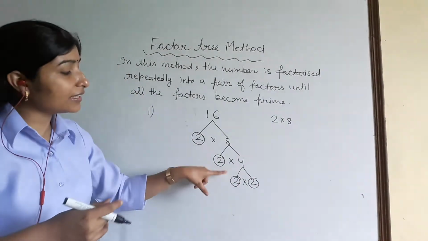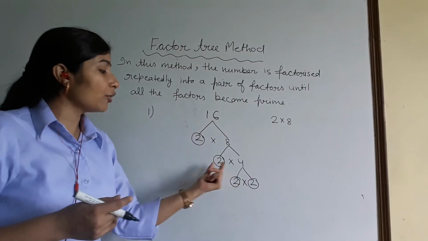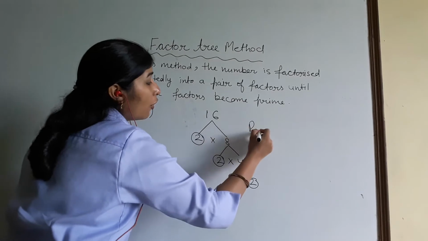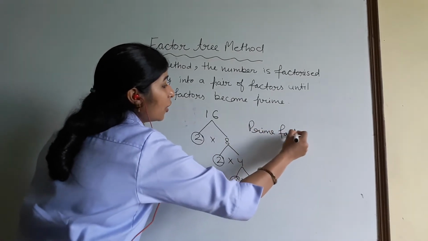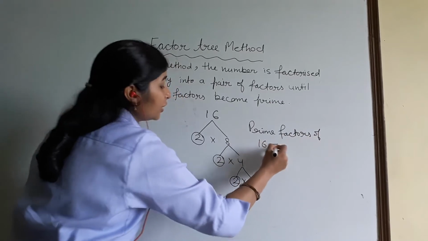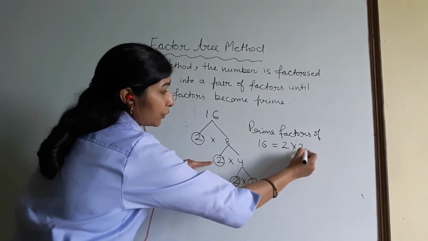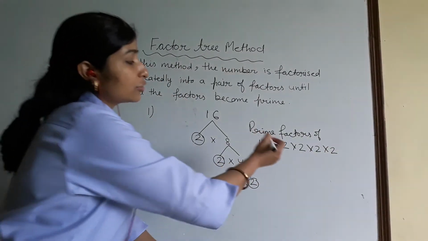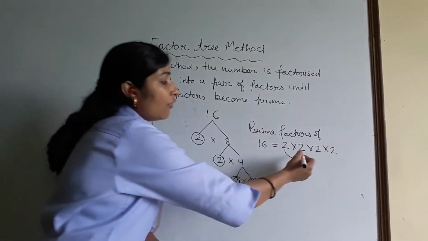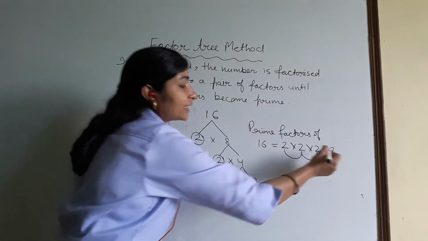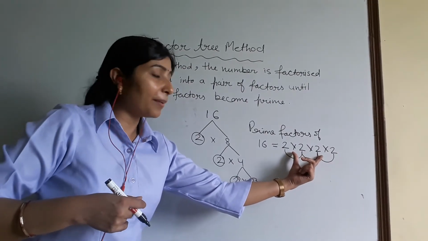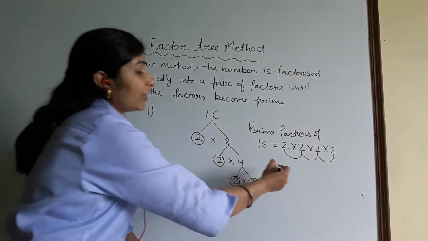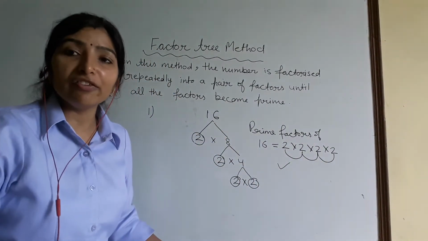So you will repeat the step until you are getting prime numbers. So now what are the prime factors of 16? Prime factors of 16 is equal to 2 multiply 2 multiply 2 and multiply 2. And now we will check our answer also. 2 multiply 2 is 4, 4 2s are 8 and 8 2s are 16. Now when we multiply all the prime factors, our answer will be the same, 16. Okay, so in this way we will get prime factors of a given number.